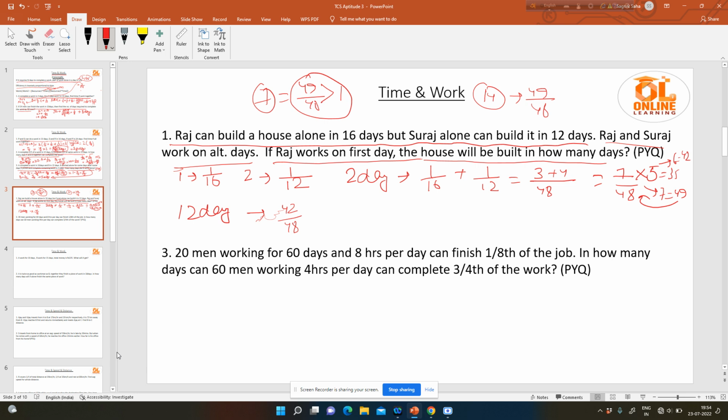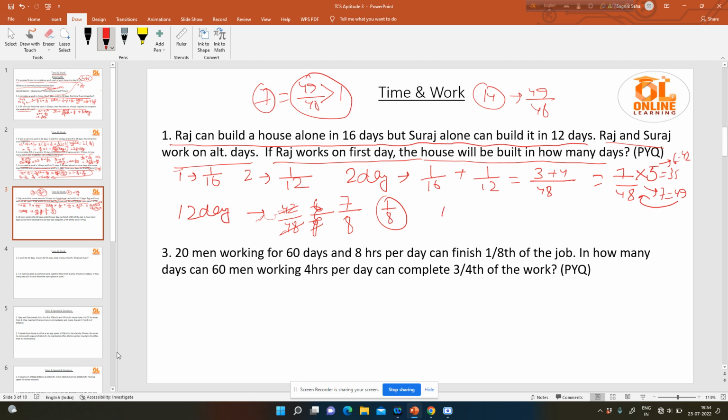Okay, so in 12 days, 42 by 48 work is done. We can lessen it into 6 by 7. Say 6 7s are 42, 6 8s are 48. So 7 by 8 work is done. How much work is left? 1 by 8 work is left.